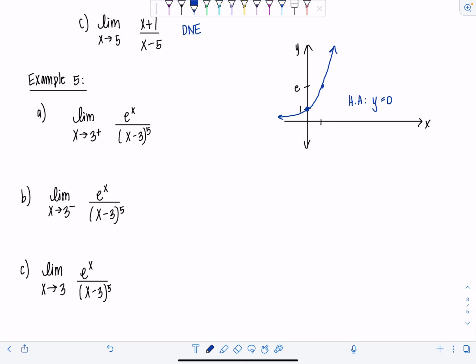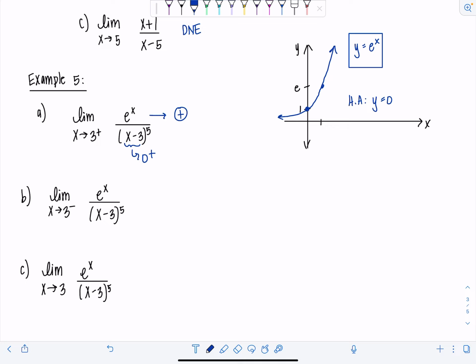What's important about that here? Well, e to the x is never negative. So it doesn't matter what you plug in for x, e raised to some number will not come out to be negative. So I know the numerator is always approaching some positive number. And then x is approaching 3 from the right. So a little bit bigger than 3. So this is going to approach 0 from the right.